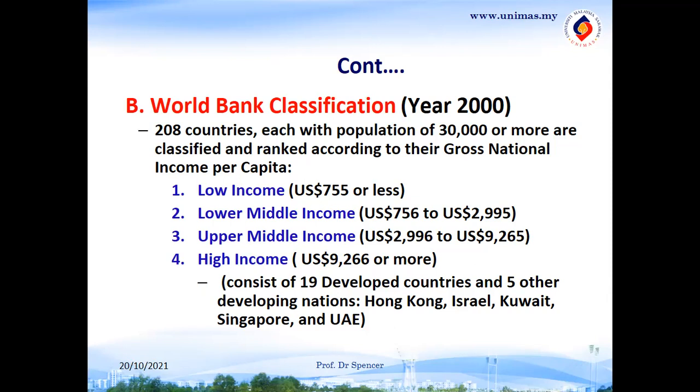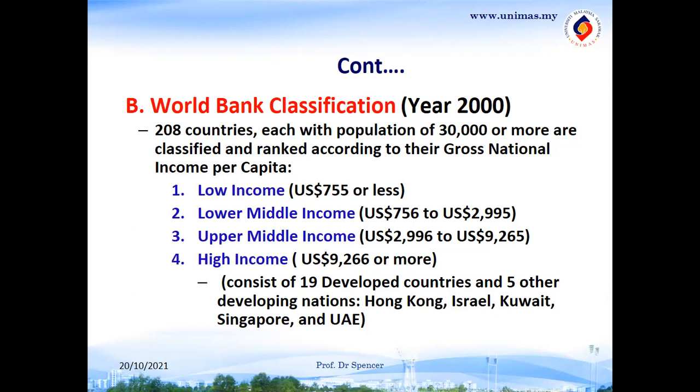The middle income group is divided into two. The first one is the lower middle income, with income between 756 to 2,995 US dollars per person. The upper middle income are those having income between 2,996 to 9,265. So quite a big group here, yeah? The upper middle income group.